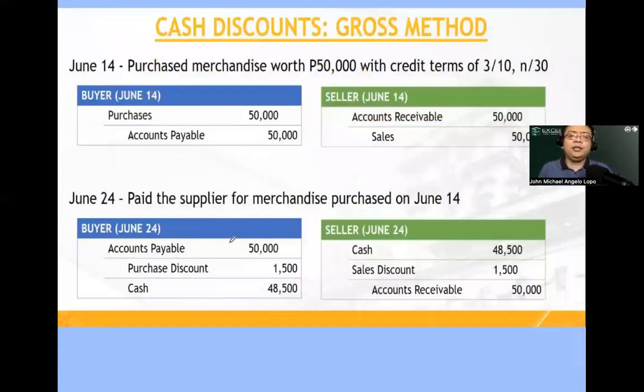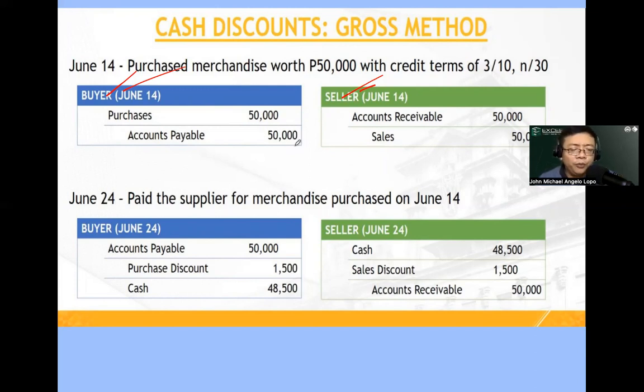Kasi para maintindihan, I will give you a sample. Purchase merchandise 50,000 worth, terms 3/10, n/30. Again, you are given 3% if you will pay within 10 days, and you have net 30. So purchase and payable. This is the buyer, para wag malito. Ito naman ay seller. The buyer, bumili ka, then you have your accounts payable. On the part naman ng seller, nagbenta ka, that's why you debit here AR and sales.